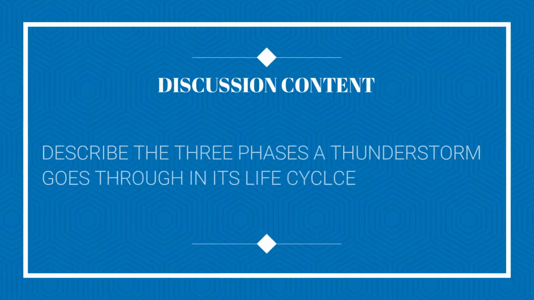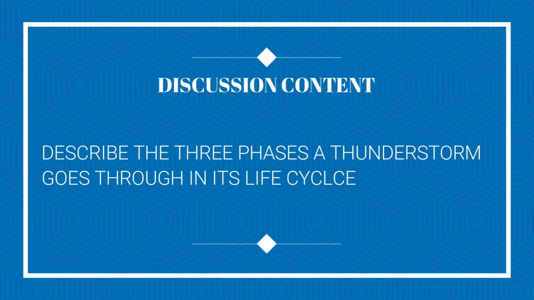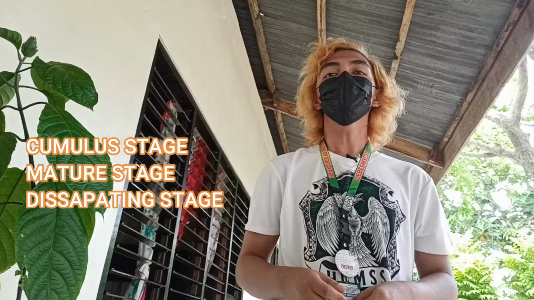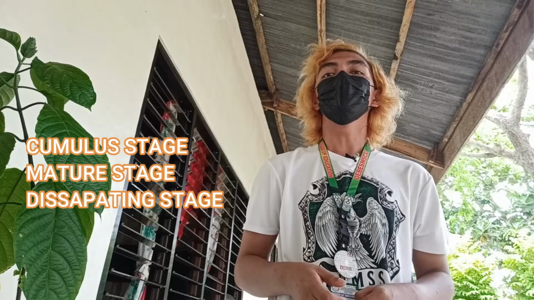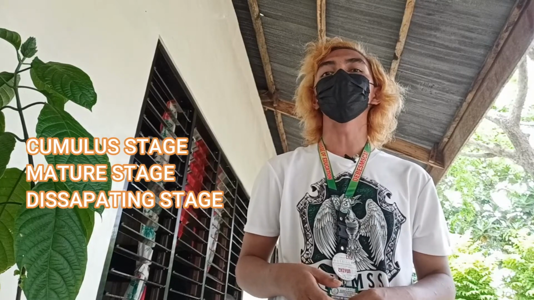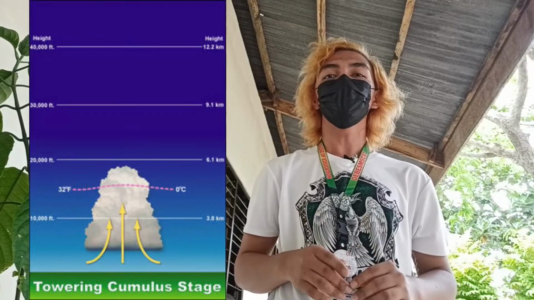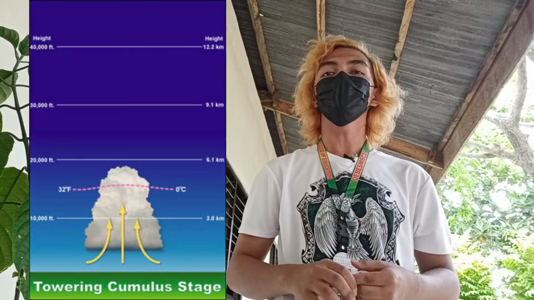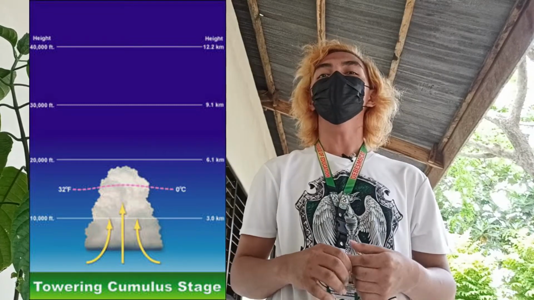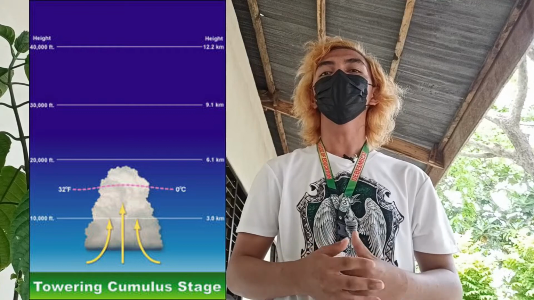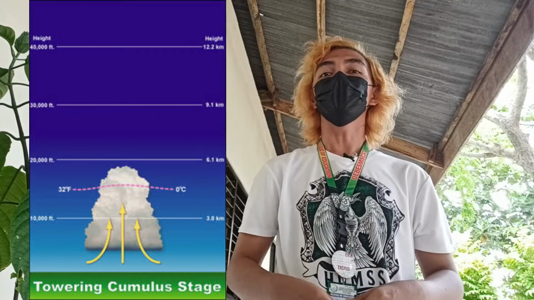The three phases of a thunderstorm. Thunderstorms undergo a three-stage life cycle. First is the cumulus stage, second is the mature stage, and third is the dissipating stage. The cumulus stage is the stage with very strong updrafts that can exceed 3,000 feet per minute. This is best explained as a bubble of warm rising air that leaves a cloudy trail in its wake.